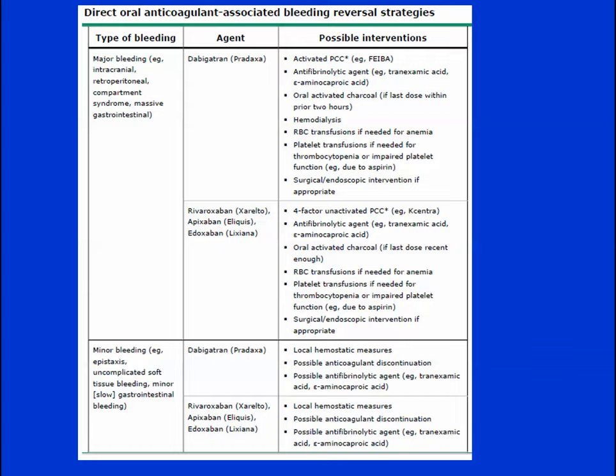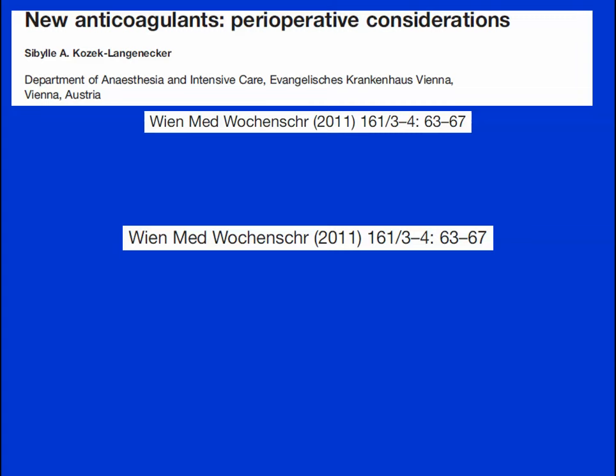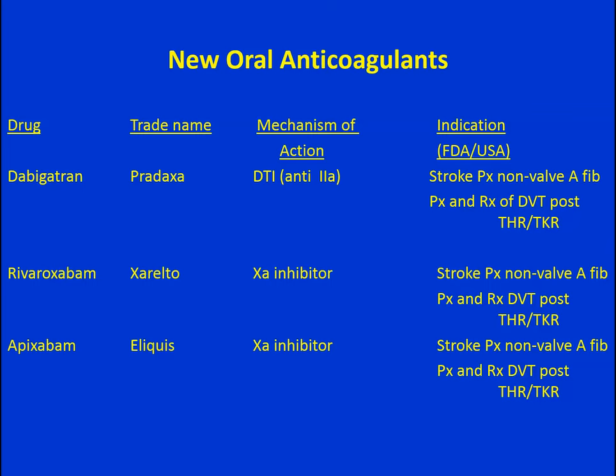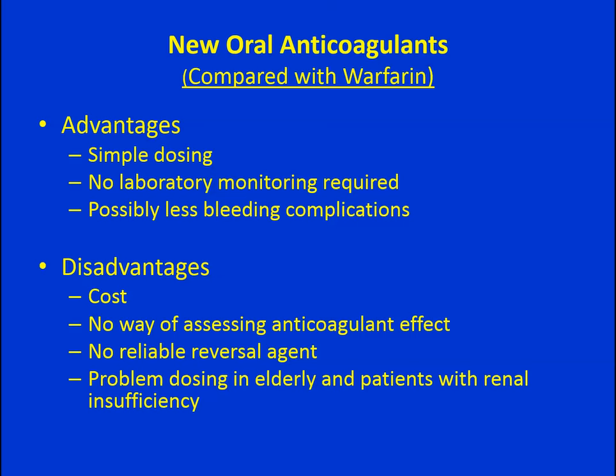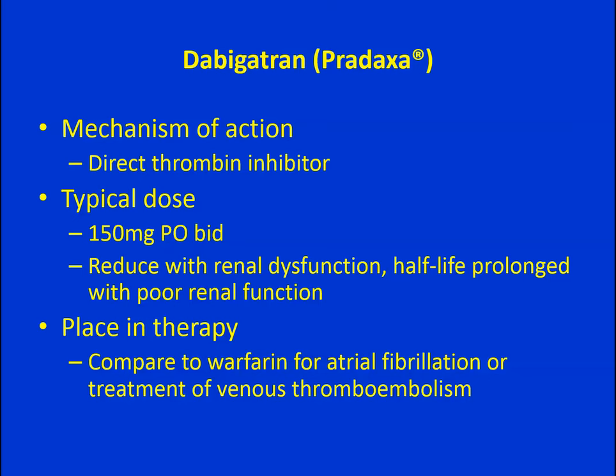This is a review article from a few years ago indicating the advantages of these new oral anticoagulants over warfarin versus their disadvantages. The major one being that there's no way to assess the anticoagulant effect, and there's no reliable reversal agent, and there can be problems in dosing elderly patients and patients with renal insufficiency. The next few slides provide details about these various agents.